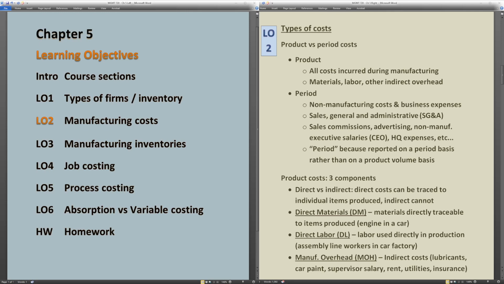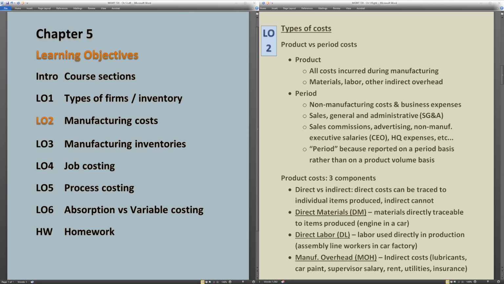In other words, at the end of the month or at the end of the quarter, we say, okay, this was all the rent, or all the insurance, these were the sales commissions, these were the advertising. These are the things that we would report at the end of the period, rather than product costs, which are reported on a product volume basis. In other words, all of these product costs are based upon how many products we made. So period is at the end of the period rather than on a product volume basis. Well, in managerial accounting, we're not so concerned with period costs, or at least how to manage those. We're more interested in managing the product costs.